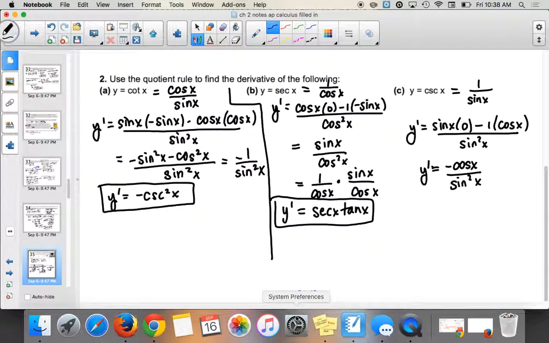You always plug in 0 there, because the derivative of 1 is 0. Does that make sense? So the derivative of the high part is 0. When it's just a number, the derivative is 0.